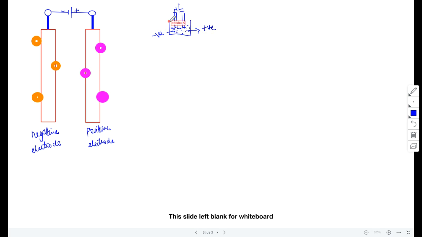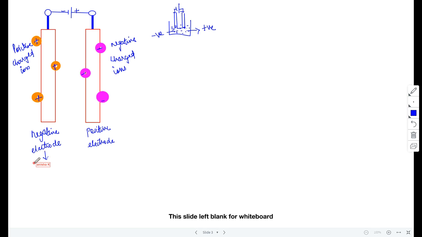What happens when separated? All the positively charged ions move to the negative electrode. So here I will have positive ions. And what is happening at the positive electrode here? All the negatively charged ions are moved to the positive electrode. So I write negatively charged ions. Here they receive these electrons and they are reduced.